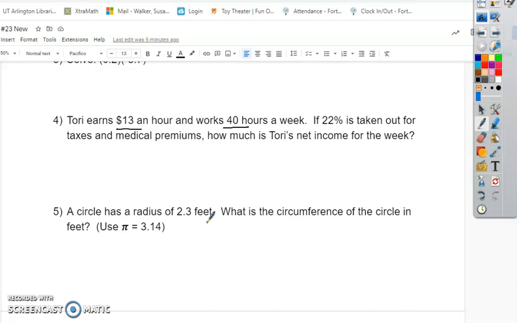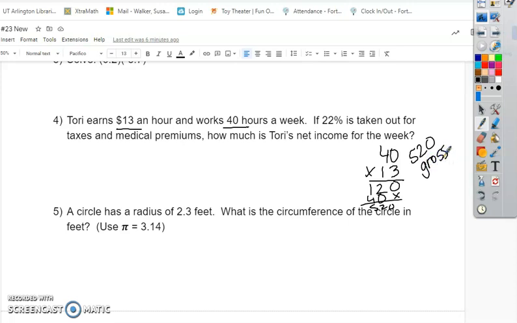So, first of all, it says Tori earns $13 an hour and works 40 hours. Hopefully, to figure out how much she makes, you know we would just multiply. 40 hours, I get $13 each week. 0, 12, 0, 4, 520. So 520, we call that the gross pay.